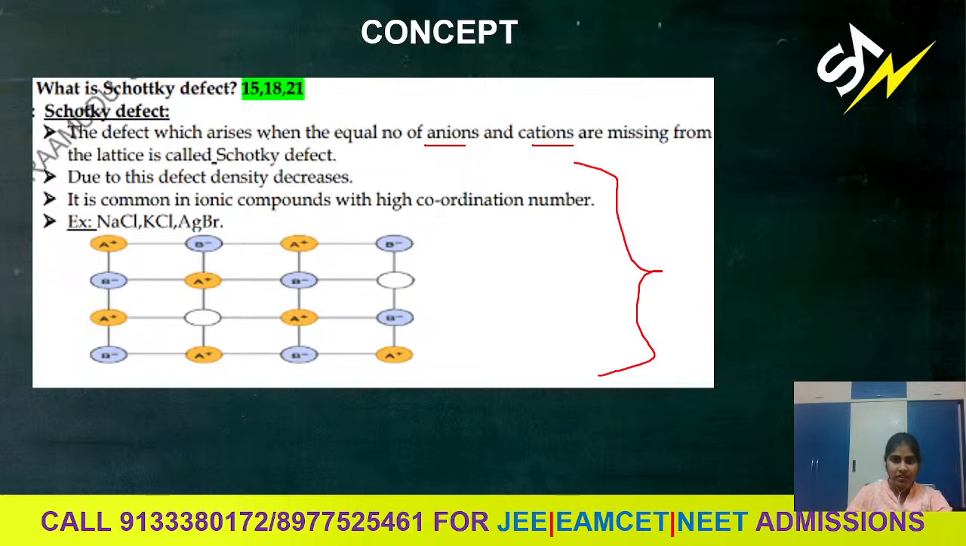With this Schottky defect, the density is decreased because of the loss of ions. Density will be decreased. It is most common in ionic compounds with a high coordination number. Since this is shown in ionic compounds, examples will be NaCl, KCl and AgBr. So this diagram is also important. This also carries half of the mark. So this is about Schottky defect.